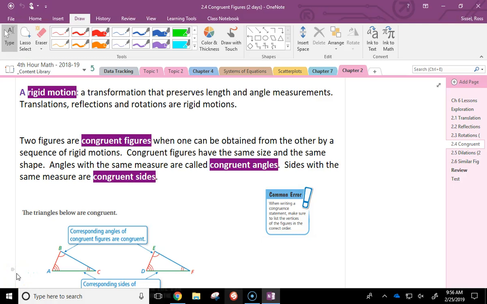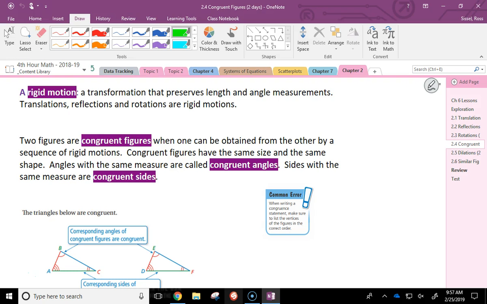Okay, so in your foldable, what you should be filling in says a rigid motion. It is a transformation that preserves length and angle measures. Translations, reflections, and rotations are rigid motions. This should be filled in at the top of your pink slip.